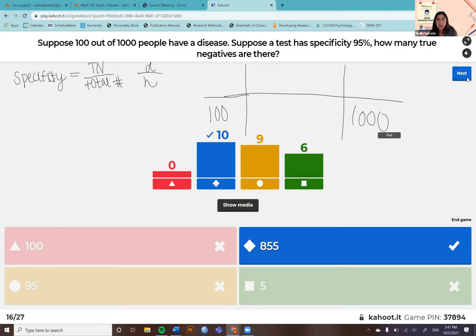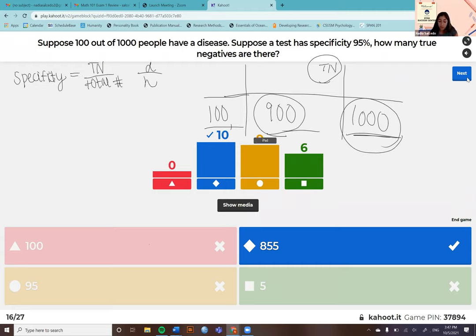So in this case, it's saying, suppose this has a specificity of 95%. How many true negatives are there? Remember, true negative is going to be this little box right here. So we're looking for this box right here, and we know that this box and this box together is going to give us the 1,000. So we could leave this as 900, because we know that there's 1,000 total people, and 900 plus 100 is 1,000. So now we can use the 900 to plug into our formula.